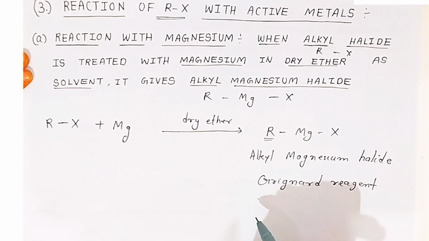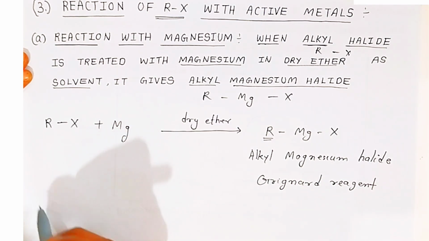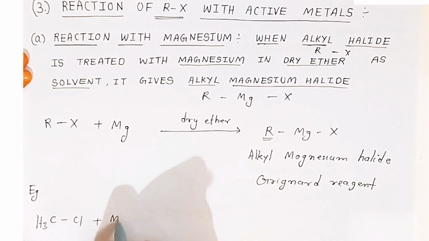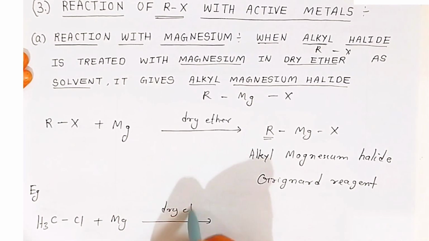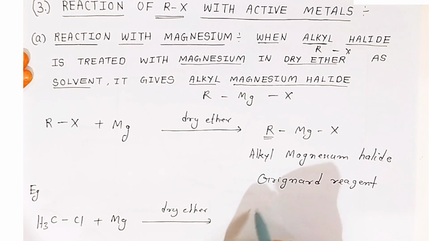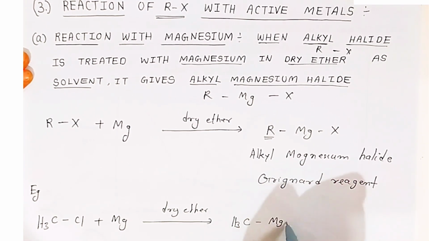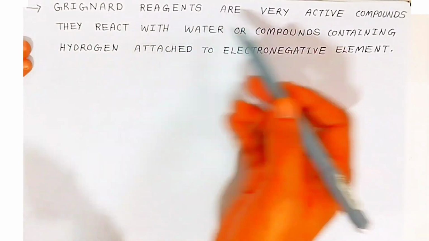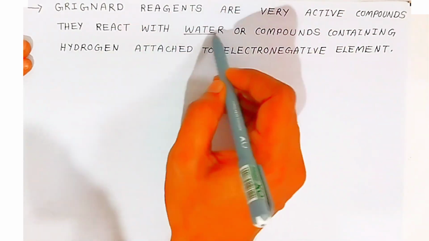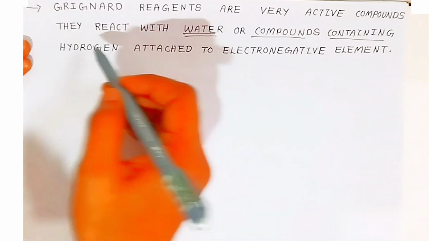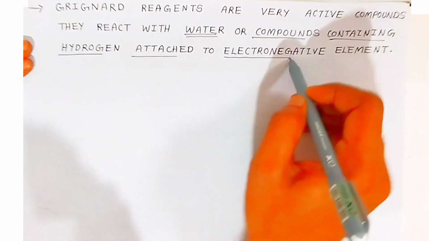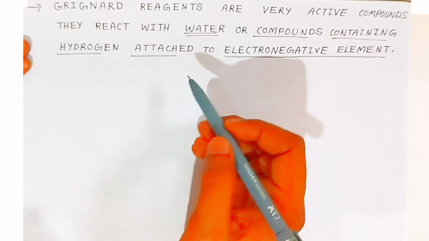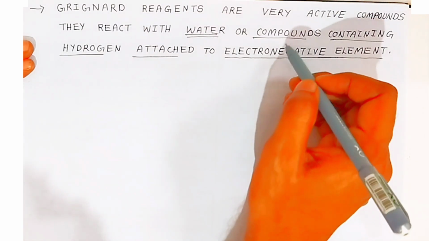Grignard reagent, students. For example, you can take methyl chloride. If you take methyl chloride and react it with magnesium in the presence of dry ether, there is a formation of methyl magnesium chloride. Understanding, students? So this is the Grignard reagent. Grignard reagents are very active compounds. They react with water and with compounds containing hydrogen attached to electronegative elements. Grignard reagent mostly reacts with the hydrogen of water or any compound, for example alcohol, phenol, whatever.